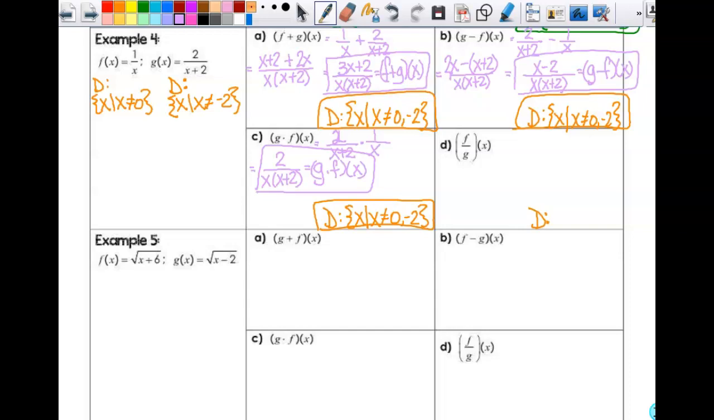So now I have f over g of x. f of x is 1 over x over g of x, which is 2 over x plus 2. So I have a fraction and a fraction. Am I supposed to freak out and quit? No. From 4th grade, we know that when you divide fractions, what is your rule? Say that again. No, say it. What did you say? I couldn't hear you.